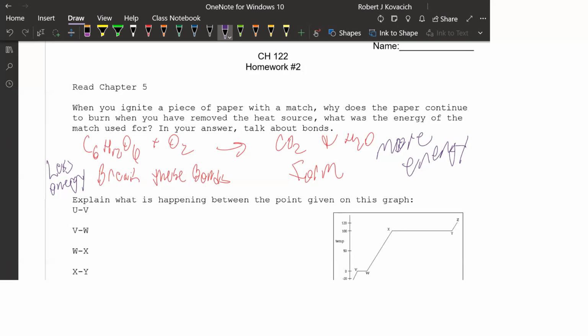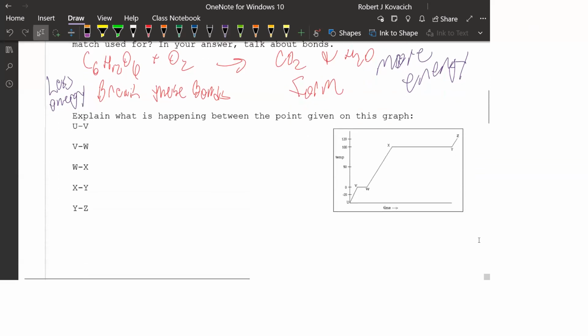So the match is to break the initial bonds that will form CO2 and water. And when that happens, you get heat and light, obviously, but you also use some of that energy to break the next set of bonds with the glucose and the oxygen, perpetuating the cycle until you run out of starting products. So the glucose, most likely, hopefully not the oxygen, although that sometimes does happen. Okay, the next one here.